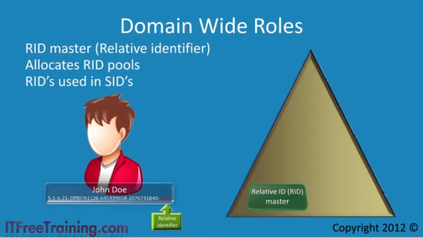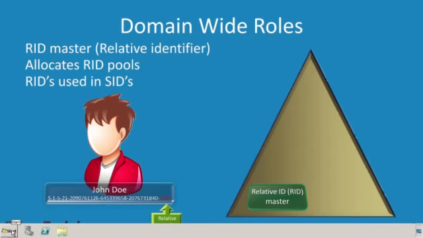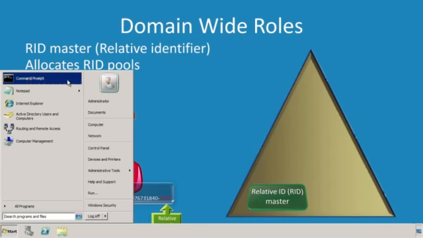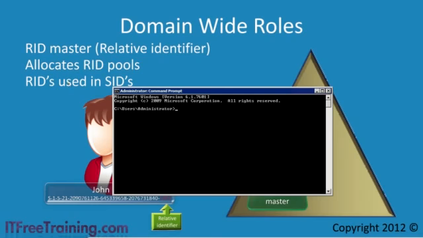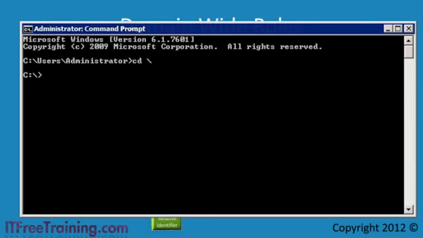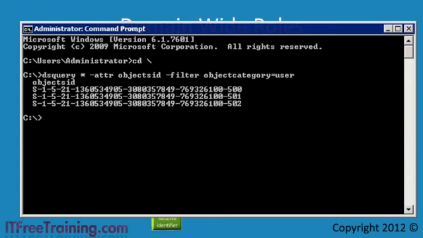To demonstrate how the RID forms part of a SID, I will open a command prompt on my domain controller. From the command prompt, I will run a query that will show all the user SIDs in my domain. Since this is a new domain, there aren't too many users created as yet. Notice that all the SIDs listed here have a number appended on the end, starting with 500. This is the relative ID.